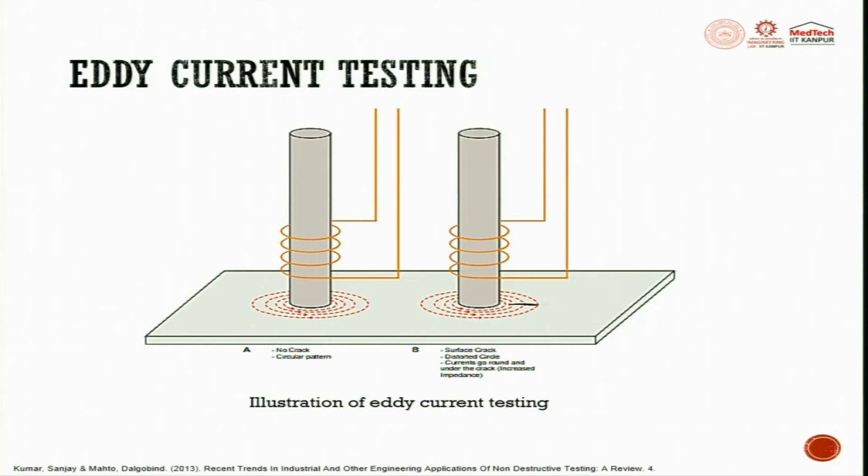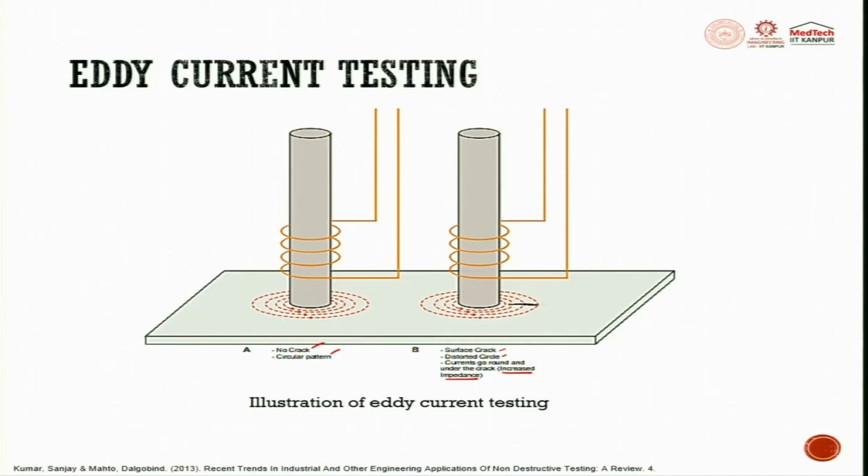In this illustration you can see that an impedance change occurs when the crack is there. There is an increased impedance when the crack is there. Here the crack is here. Where there is no crack, the pattern is completely circular. When the current is passed and a surface crack is there, the circle is distorted, so the currents go round and under the crack. So the impedance increases. That is what eddy currents suggest to us: the change in impedance, recorded as an electrical signal, gives us information on the defect that is there.